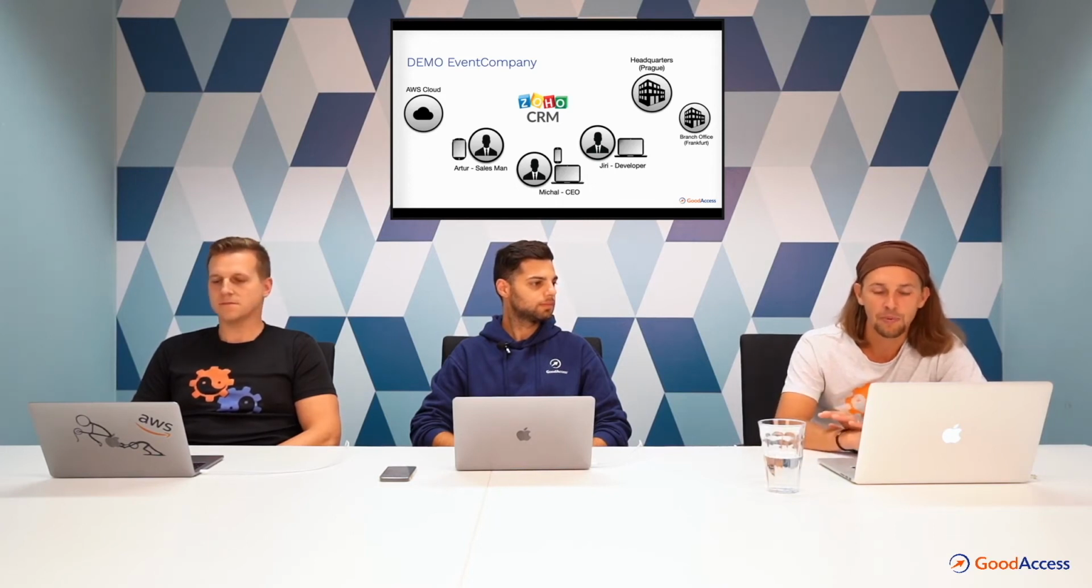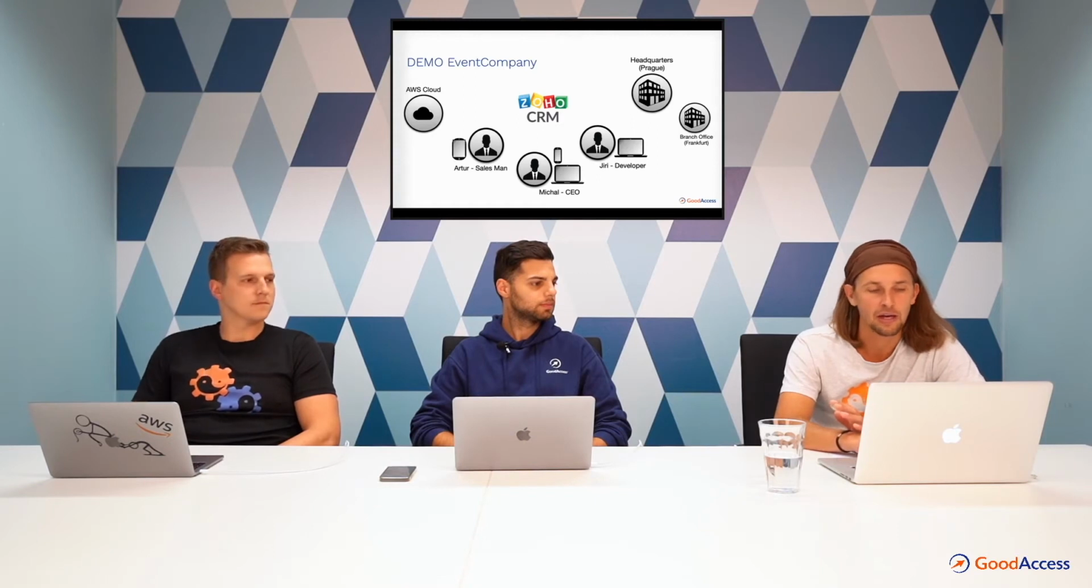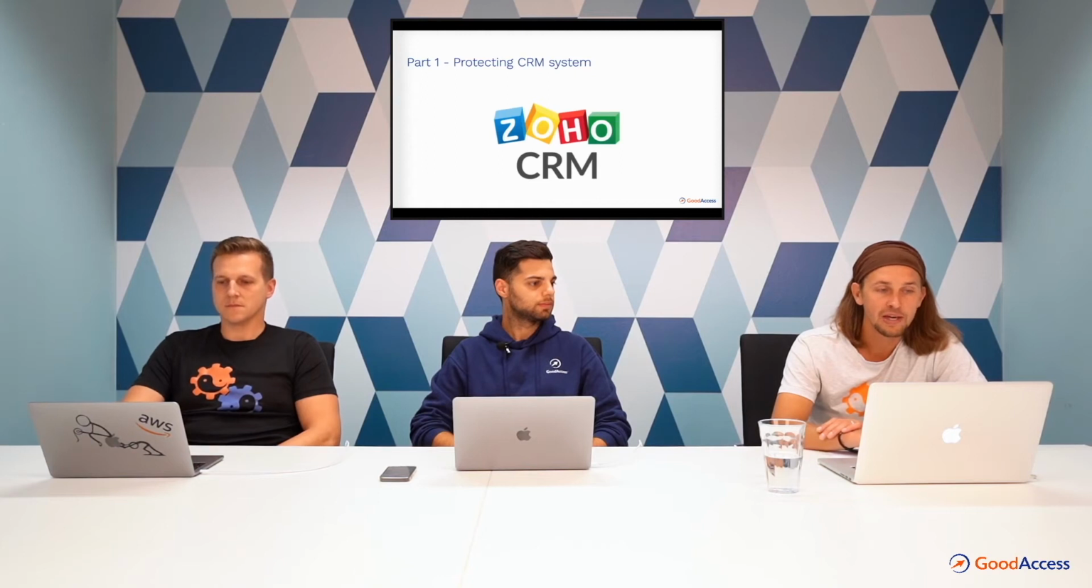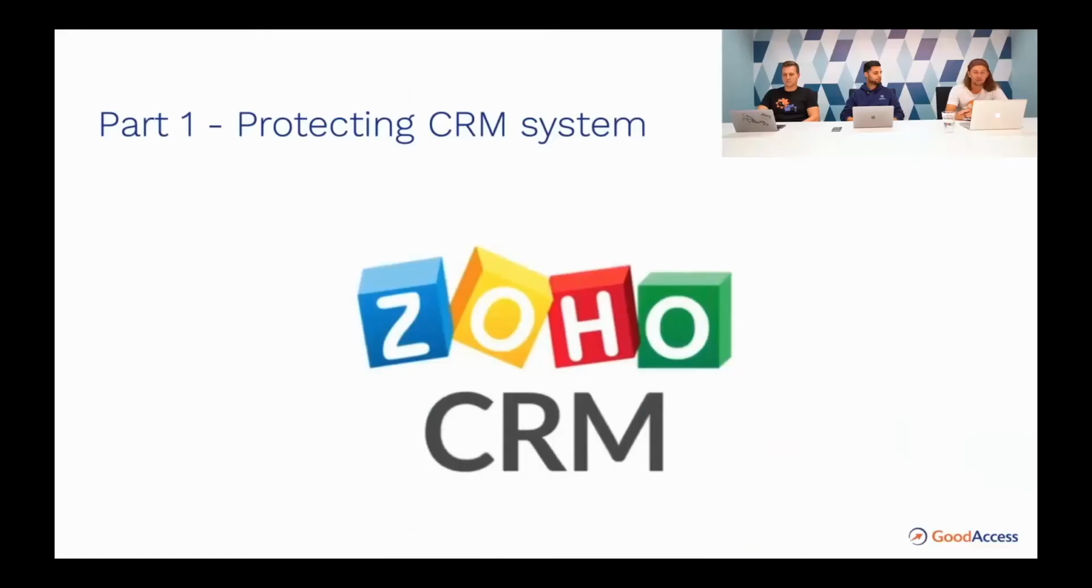So this is our company which we will use for today's presentation, and we will set up GoodAccess for protecting this company with all their systems. So first of all, we'd like to protect Zoho CRM just to hide it from the public internet and protect it even if someone would know the username and password, the login credentials, they would not be able to access this CRM without GoodAccess. So we want to hide it from the public internet and protect it on network level.